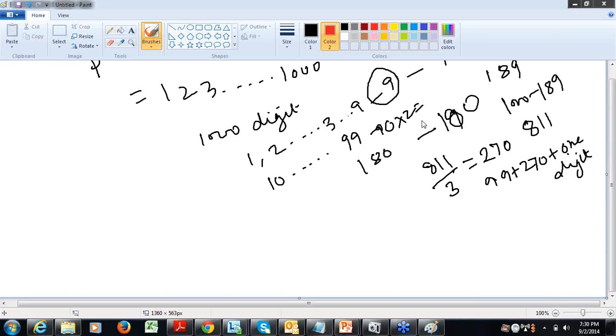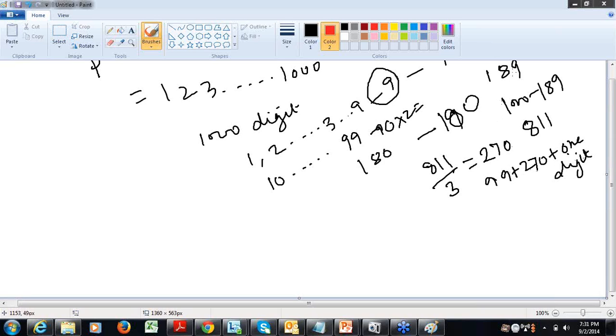Ritvik, 90 into 2, because we are finding the number of digits. All 2-digit numbers will have 2 digits, and there are 90 such numbers. So 90 into 2, 180. Now we have to find out how many more digits we need. We need 1000 digits, so 1000 minus 189, 811 digits. All are 3-digit numbers, so we'll divide it by 3. It will come out to approximately 270 plus 1 more digit.